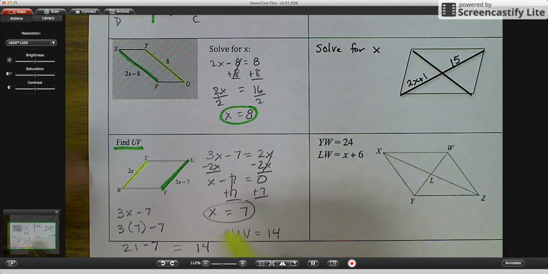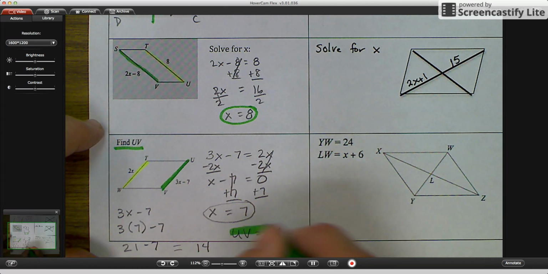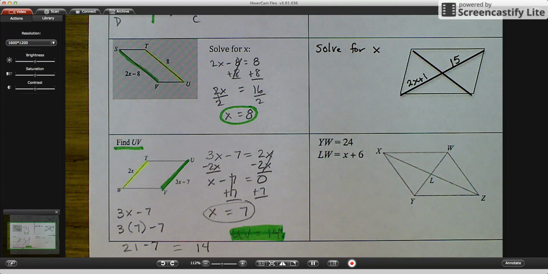Sorry for writing in lots of different places and spaces, but that's your answer. UV equals 14. Okay, and those are sides. Opposite sides are congruent. Now we're going to look at Theorem 4.